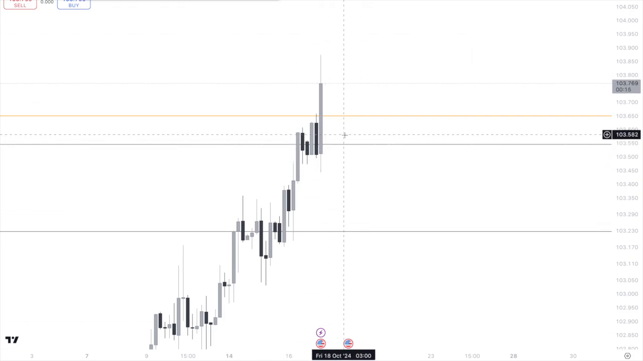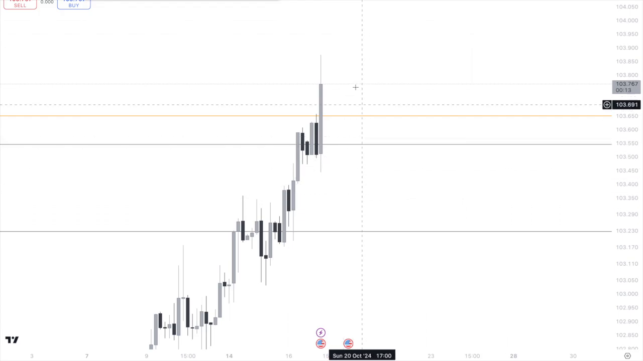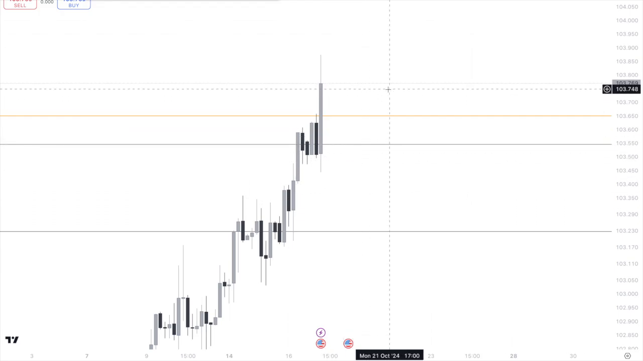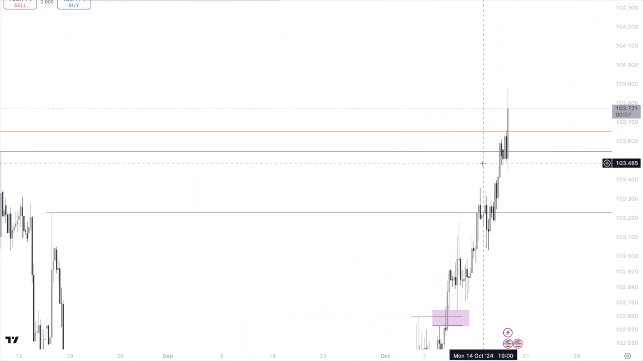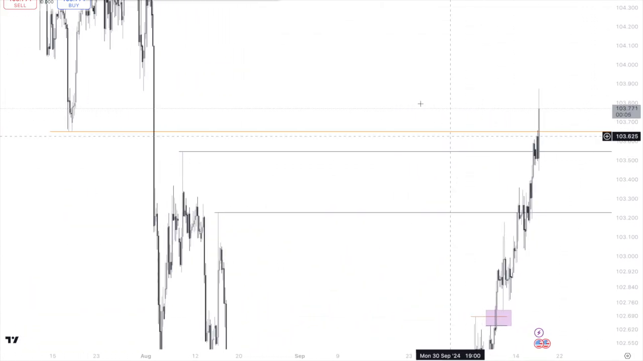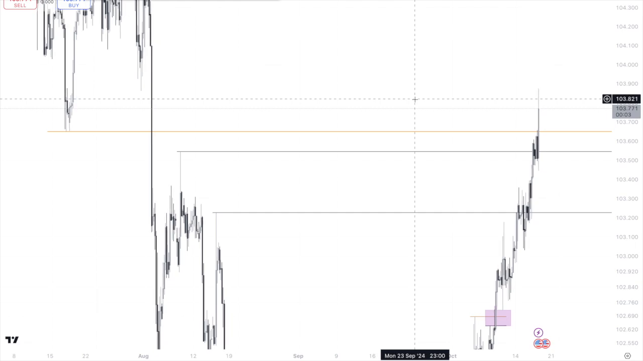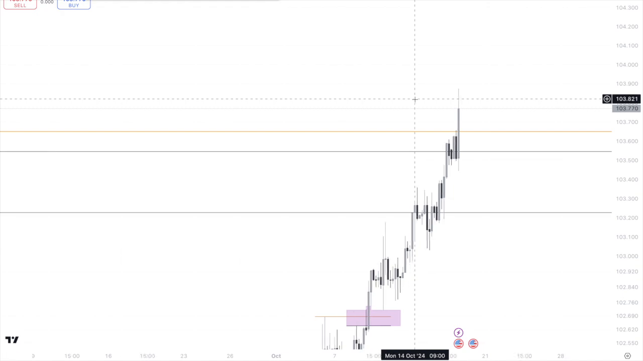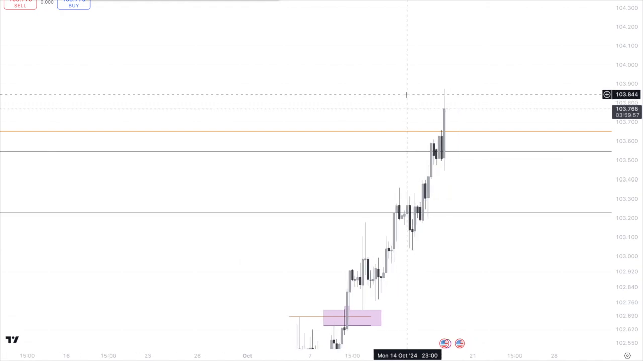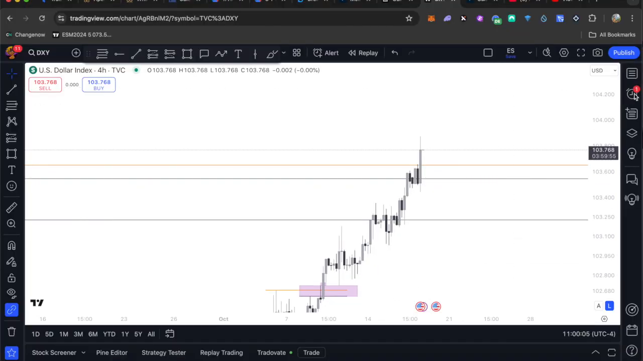And so I would personally prefer there to be a PD array to continue off of, especially as we're coming into resistance. So that is why that Canadian dollar one, for me, I don't really think I'm going to go for it, despite the DXY looking fairly clean. And then I'll move on to the next one.